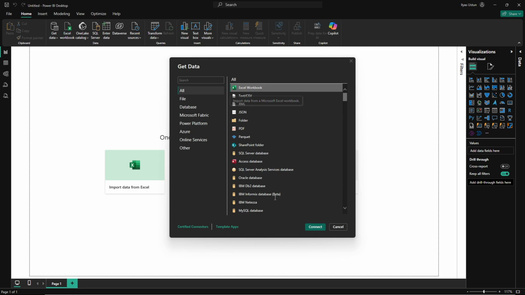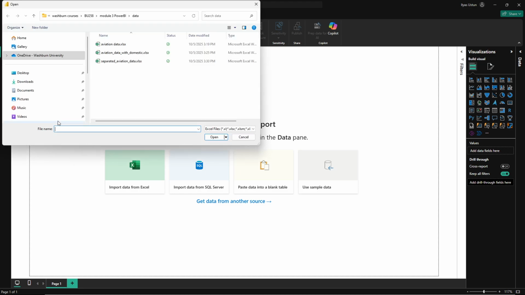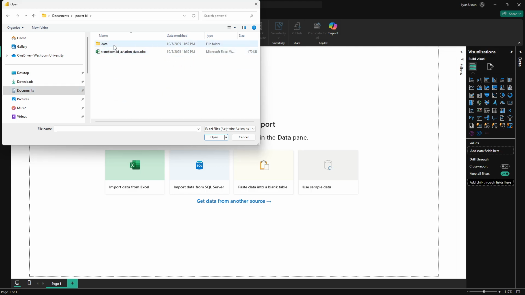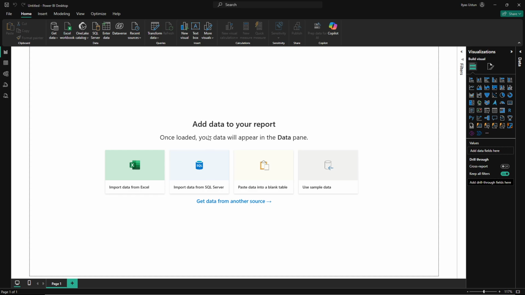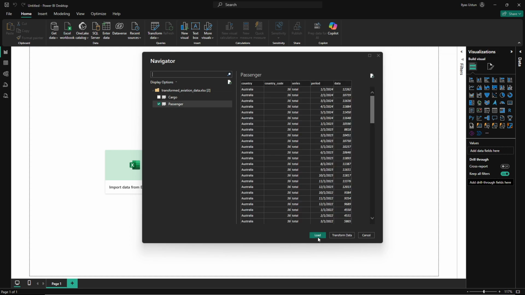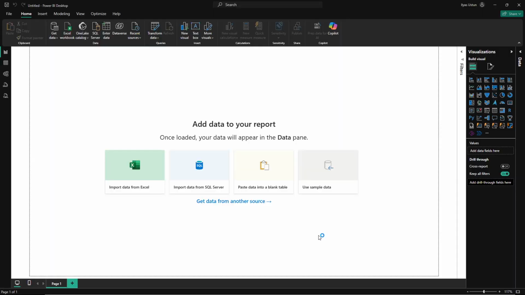Okay, get data, Excel. All right, so we go into Power BI. This one. Yeah, I'll just load passenger.